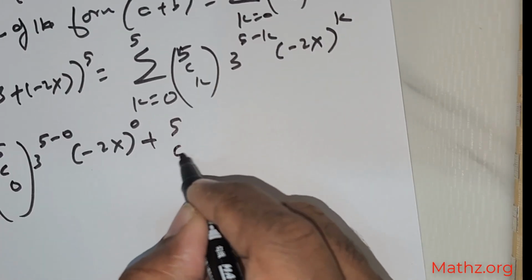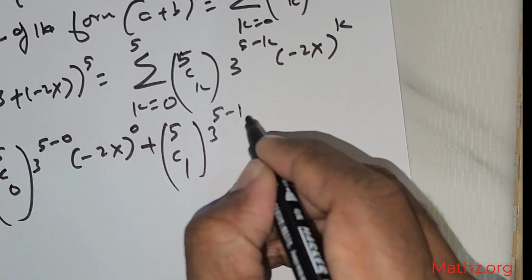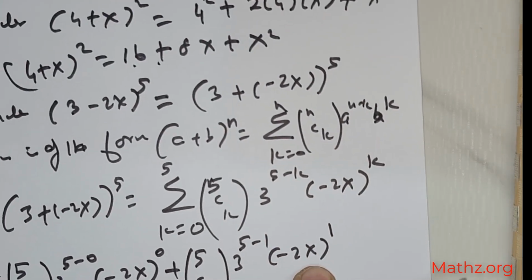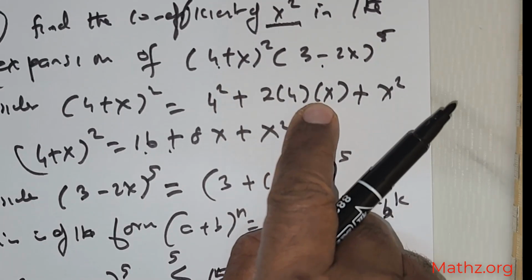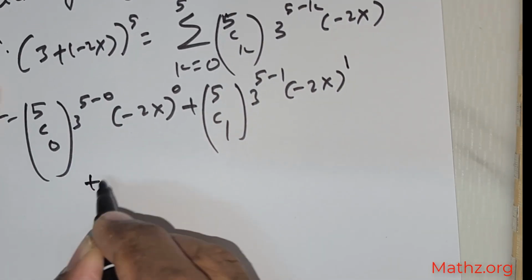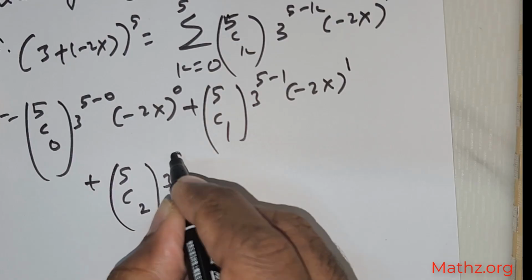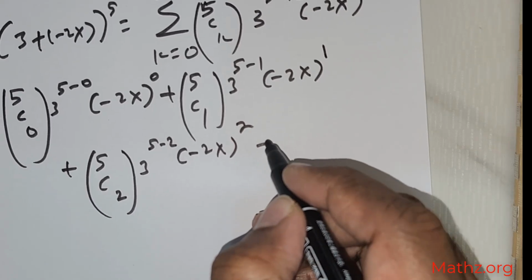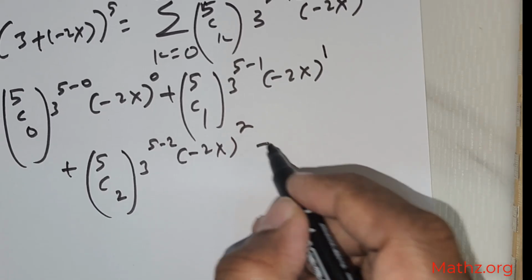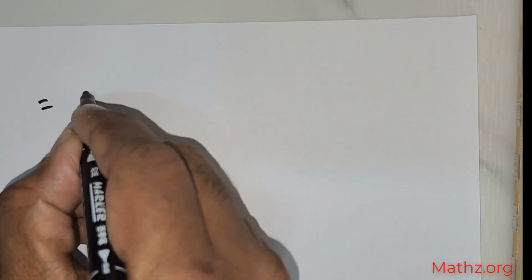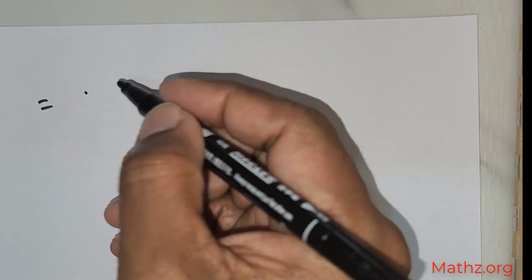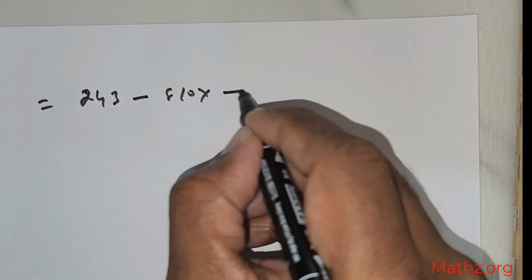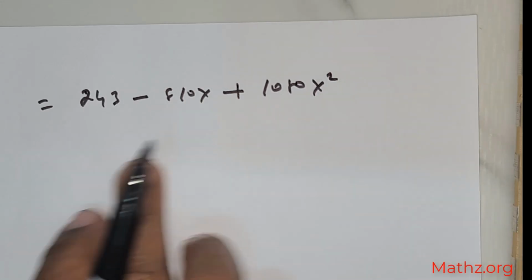Fair enough. Next term, 5C1 times 3 raised to the power of (5 − 1) times (−2x) raised to the power of 1. This will also produce an x squared term, because there is an x here. So next is 5C2 times 3 raised to the power of (5 − 2) times (−2x) raised to the power of 2. Now we don't have to go to the next term, because that is going to be producing x cubed. So we stop right here. Evaluating, we get that quantity that we got in the above evaluation. So we get 243 − 810x + 1080x squared. This is what we have got.